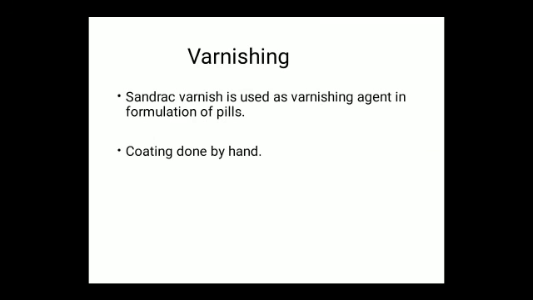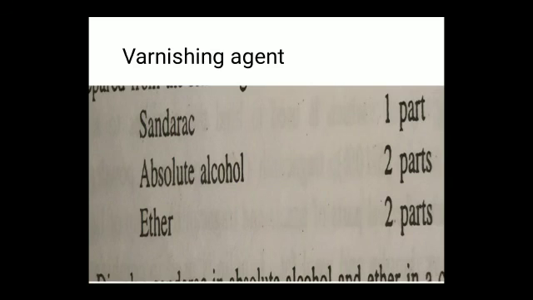The first coating is varnishing. Sandarac varnish is used as a varnishing agent in the coating step. This type of coating can be done by hand. The varnishing agent contains the following ingredients: sandarac 1 part, absolute alcohol 2 parts, and ether 2 parts. Dissolve sandarac in absolute alcohol and ether in a closed bottle by occasional shaking. Decant the clear liquid to remove debris. Method.